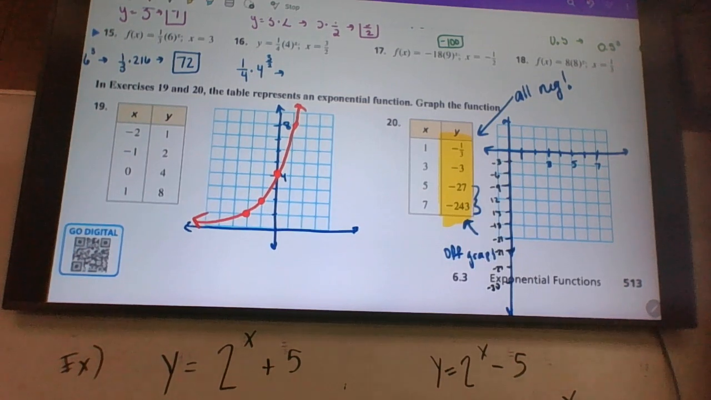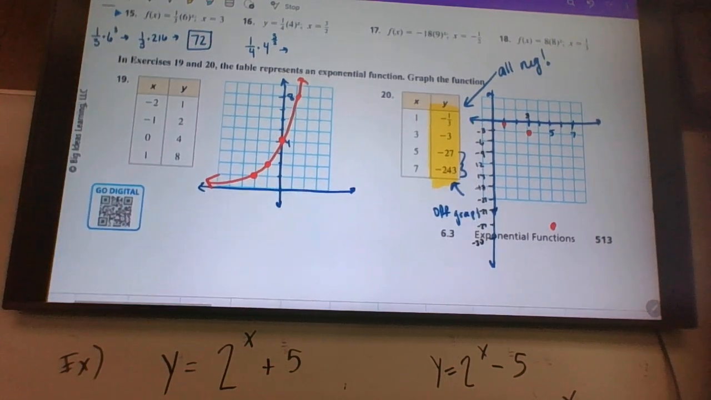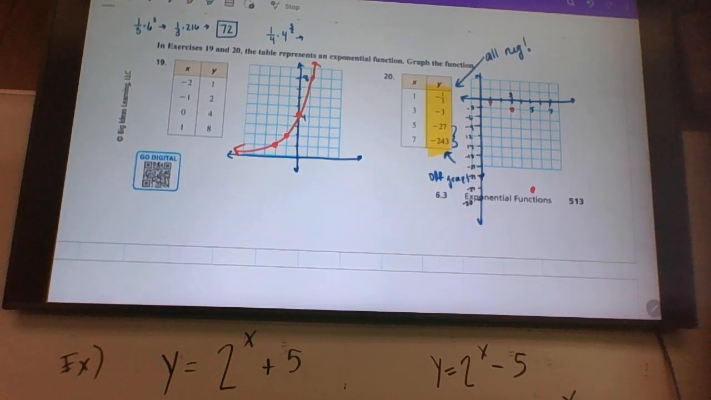So I'm plotting points. 1, -1/3. 3, -3. 5, -27. 7, -243. I'm just going to put it way down low. Sharika, do you see a similar curve?